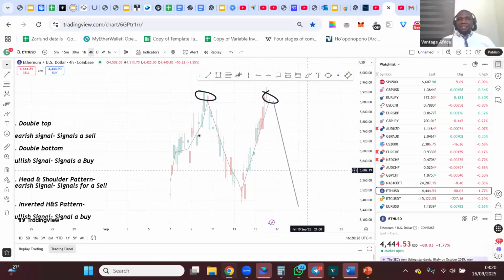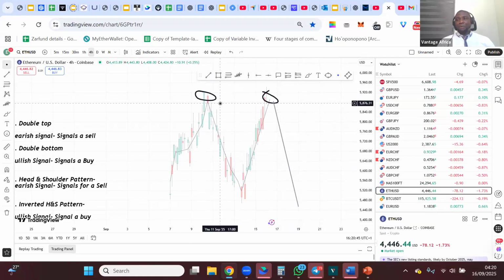Now, it doesn't mean that every time price moves up, comes down, then gets to this point, it is going to start selling. No, that doesn't mean that. If price is in a serious bullish move, like we've been seeing in gold, price is not just going to start selling because it hit an area where it had hit before. No, this is what we call a double top.